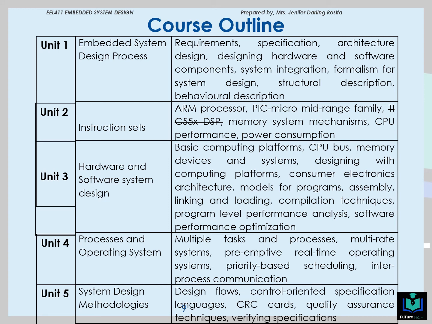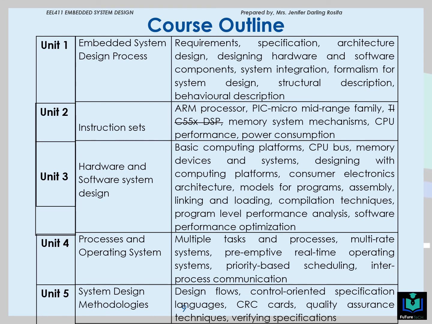And unit 4 talks about process and operating system. That means it mainly focuses on real-time operating systems. Under this topic you will be learning about multiple tasks, multi-rate systems, and scheduling processes. What are the scheduling processes present under the software systems? It may be preemptive scheduling or a priority based scheduler or inter-process communication, everything. All those things are discussed in unit 4.